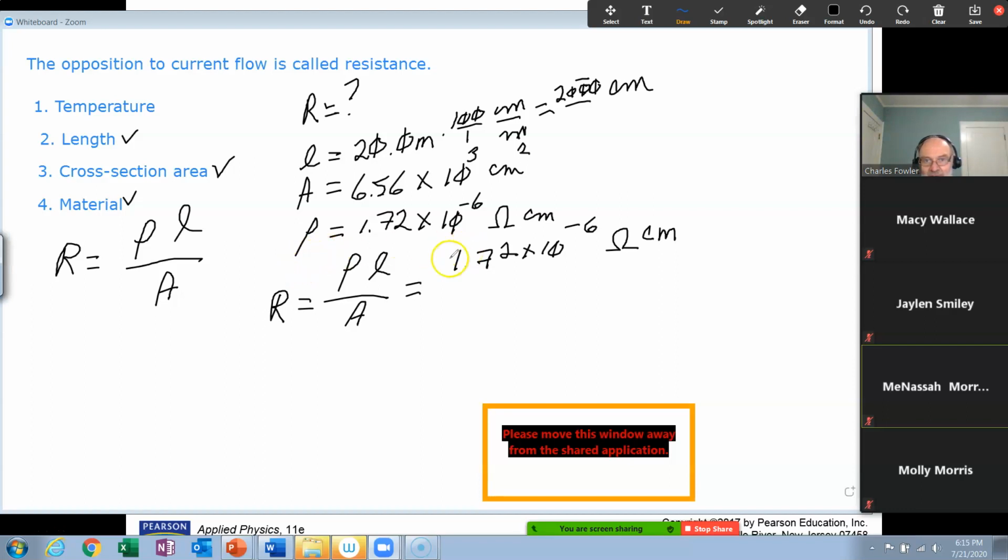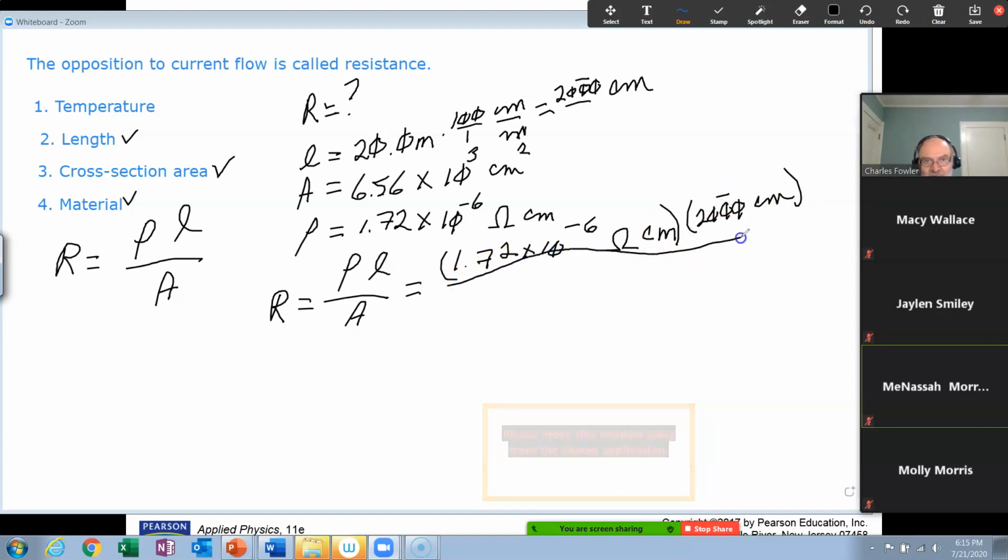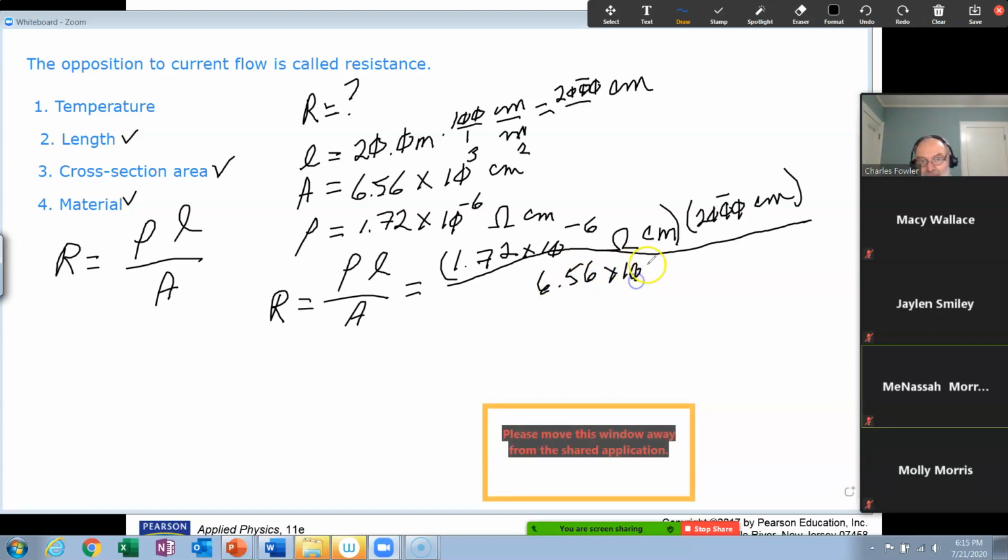times your length, and your length was 2,000 centimeters. Okay, that's three significant digits there, so this is all pretty consistent, and divided by 6.56 times 10 to the minus 3 centimeters squared.